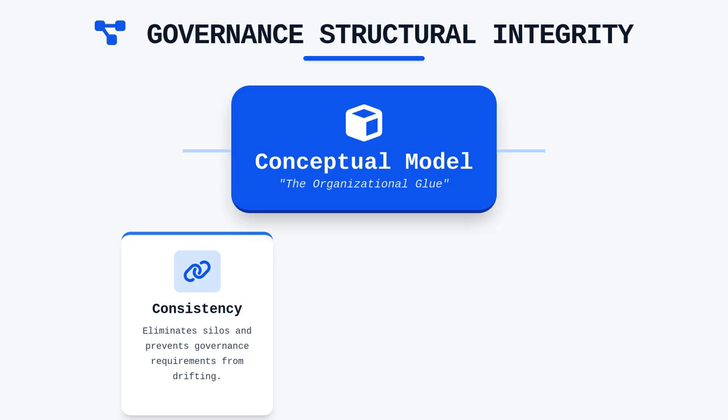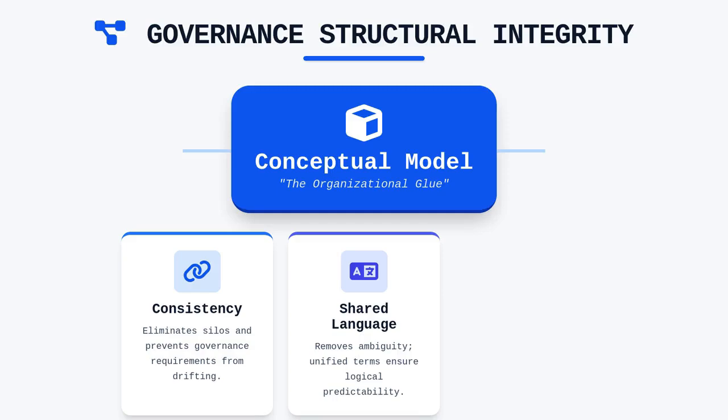Without a unified model, disparate governance requirements tend to drift apart, creating silos that prevent information from flowing correctly between management objectives. By grounding every component in a shared conceptual model, we ensure that terms, definitions, and relationships remain constant throughout the organization.